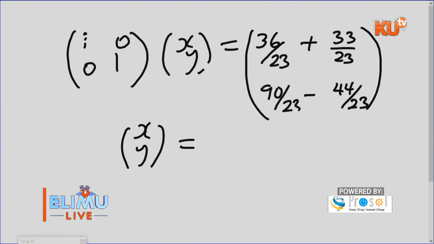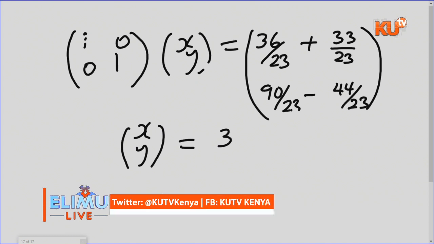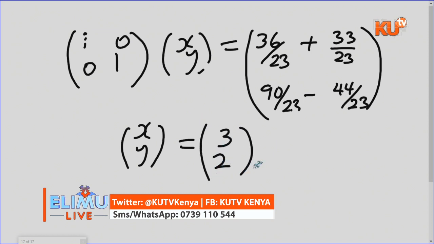Divide by 23, the value should be 3. So you have 3. 90 over 23 minus 44 over 23. 90 minus 44, that should give us 46. 46 divided by 23, it will give you 2. So in this case then, it means that our x is equal to 3 and our y is equal to 2.